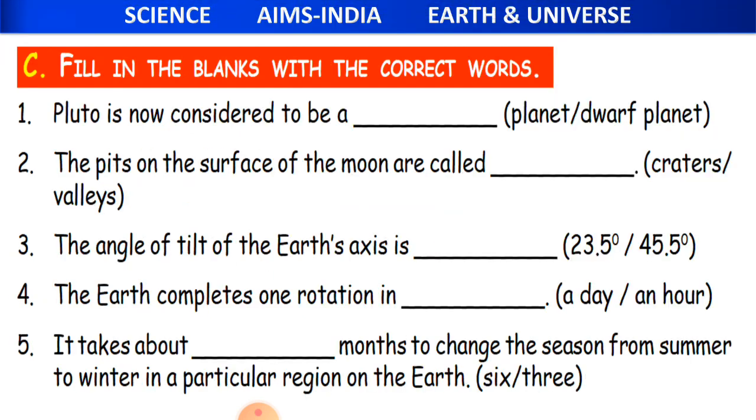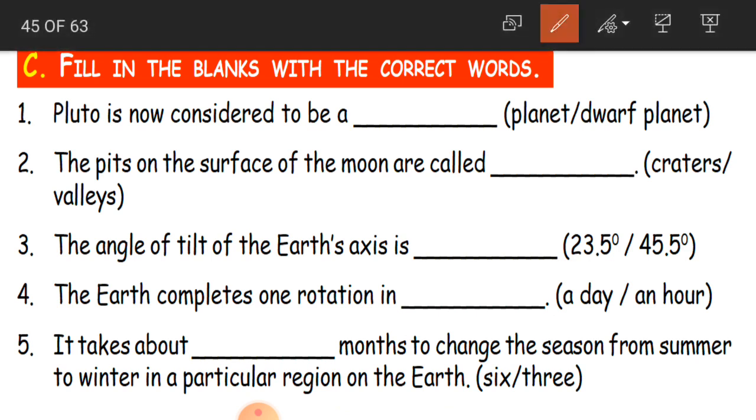Now, we'll go to the other exercise, that is fill in the blanks with the correct words. Okay. Now, the first one, Pluto is now considered to be a dash. So, Pluto, just now I said to you, Pluto is now considered to be a dash. Is it a planet or a dwarf planet? And the answer is, it is a dwarf planet. So, from the year 2006, Pluto is considered a dwarf planet.